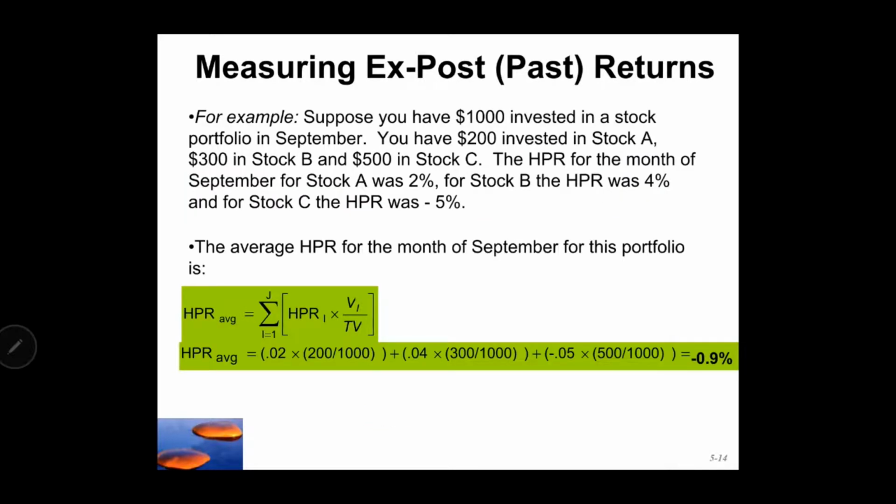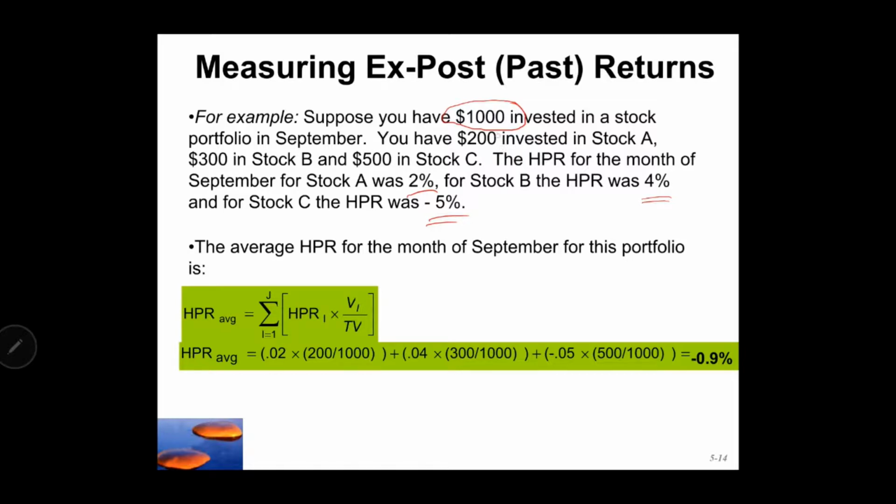So let's understand using this example. Suppose you have $1,000 invested in a stock portfolio in September. You have $200 invested in stock A, $300 in stock B, and $500 in stock C. The HPR for the month of September for stock A is 2%, stock B is 4%, and stock C is minus 5%. So that means the total investment you are going to make is $1,000 split into individual stocks.